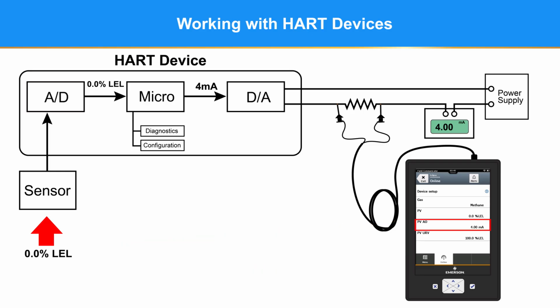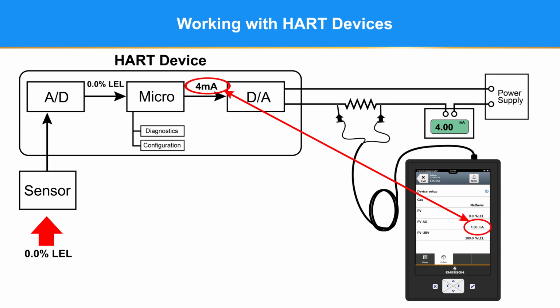The analog output value displayed on the TREX is what the microprocessor is telling the D to A to output. Here, it is important to understand that the TREX or any HART communicator is a purely digital device. It can't measure the milliamp output, and there is no feedback loop in the device. It is simply displaying the value the microprocessor is telling the D to A to output.